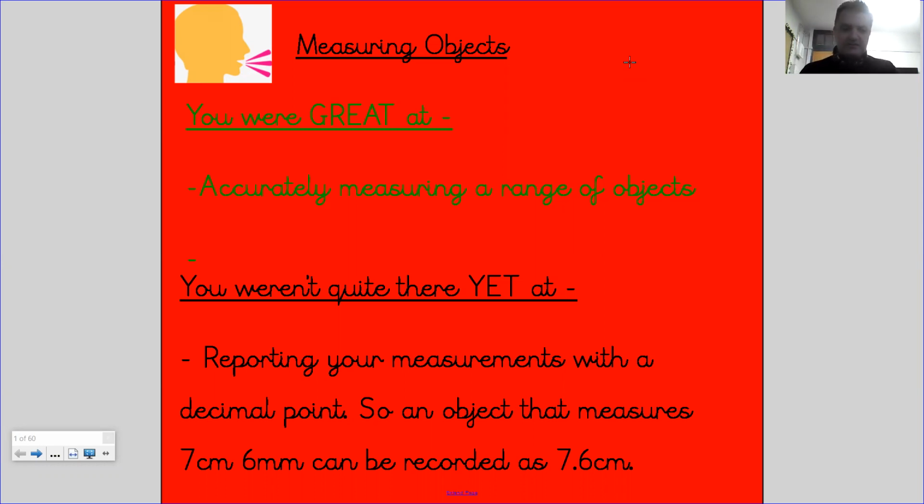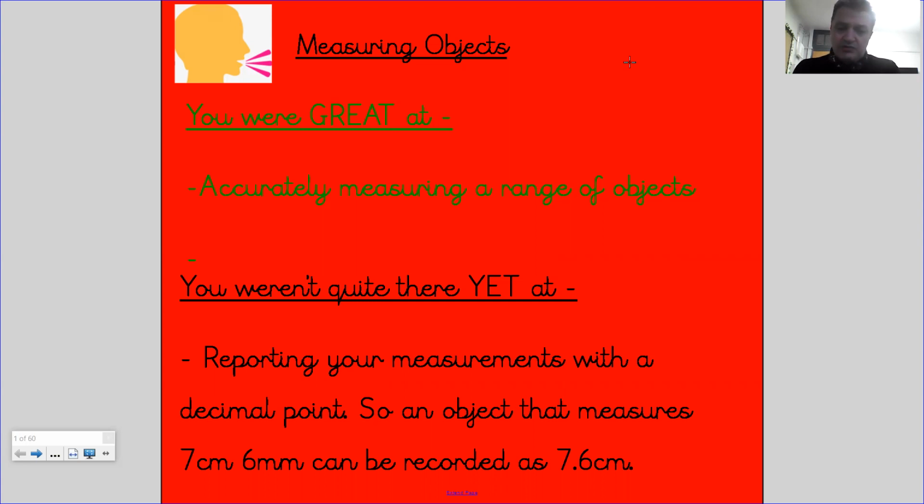So Tuesday, what we're doing today, we're going to carry on with our measuring. I've had some great photos of people measuring a range of different objects, so really well done. I'm really impressed with how accurate a lot of people were. You were starting at 0, not starting at 1 or the end of the ruler where it said 0, and then you were doing some really good accurate measurements with both the ruler and a measuring tape. So thumbs up, everyone, fantastic. That's what we're great at: measuring a range of objects.